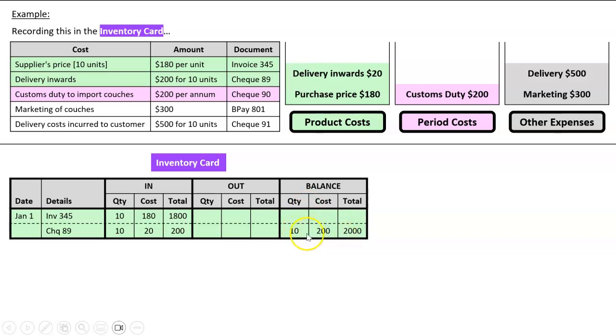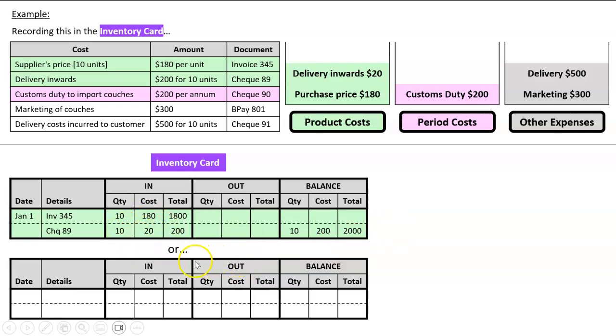What we're saying is those couches are made up of two things. There was the purchase price of $180, and then we added to those 10 units another $20 for that delivery inwards. Now, another way you can do that, some people prefer to do it this way, is just to put it all on one line and do a double reference with the details. Just do invoice 345/check 89 and do 10 at $200 for 2,000, and then you plonk that in balance. Either way is fine.